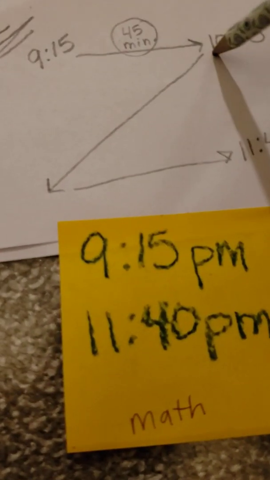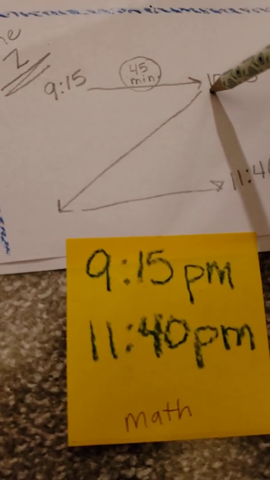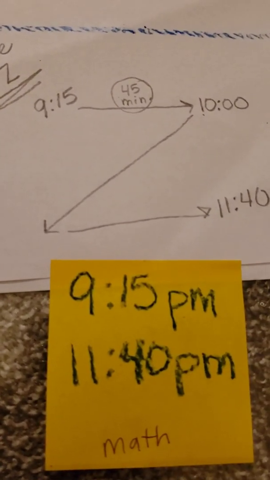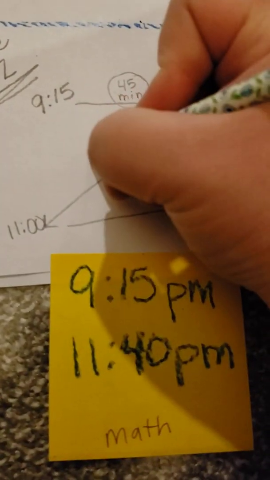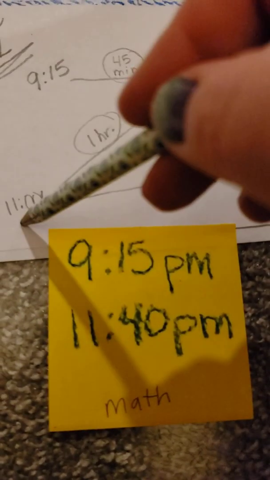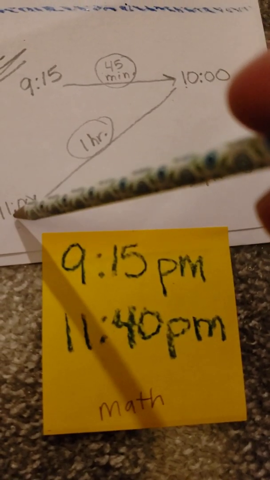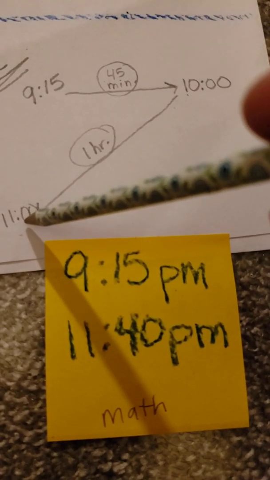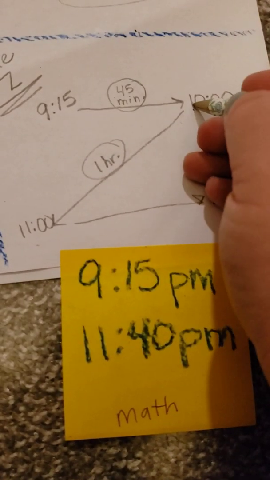Now, from this hour, I need to count up to the next hour. How many hours do I need to go? Well, I'm just trying to get to 11 o'clock, so I only need to jump 1 hour. So I'm going to write 1 hour. I only had to jump from 10 to 11. If I had finished math at like 2:40 instead, then I'd have to jump a couple of hours. It wouldn't just be 1. Now, I've gone from 10 to 11.